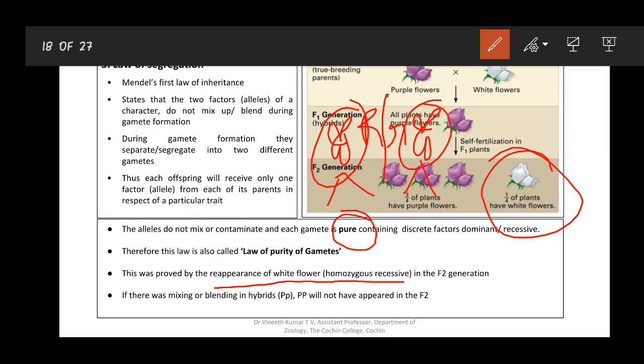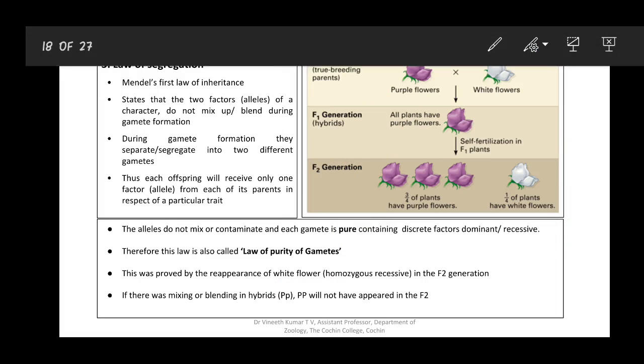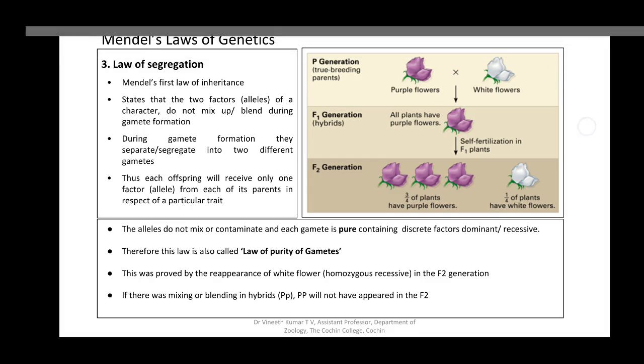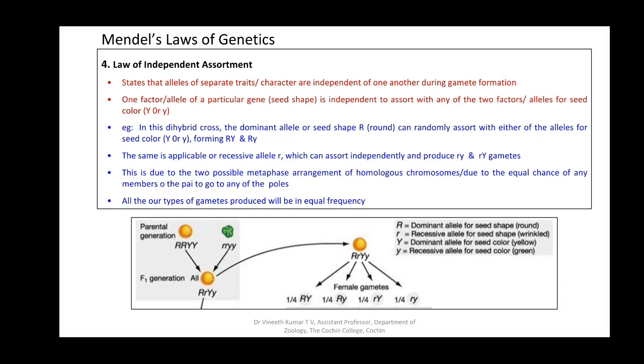This is normal meiosis. So Mendel did not consider them as chromosomes. Mendel just considered them as discrete spheres. These discrete spheres segregate into two different gametes, and that was proved by this law of segregation or law of purity of gametes. So this was the third law of Mendelian genetics. And now we are moving on to the last one, which is the law of independent assortment.